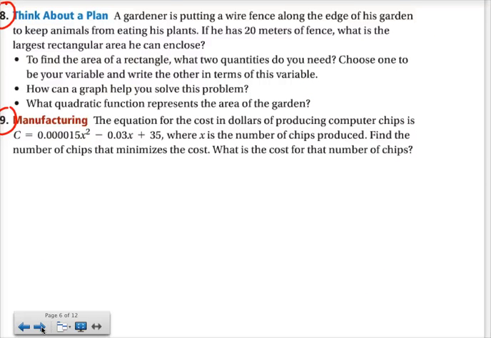On the next page, we have a couple word problems here. Number 38 says, a gardener is putting a wire fence around the edge of his garden to keep animals from eating his plants. If he has 20 meters of fence, what's the largest rectangular area he can enclose?